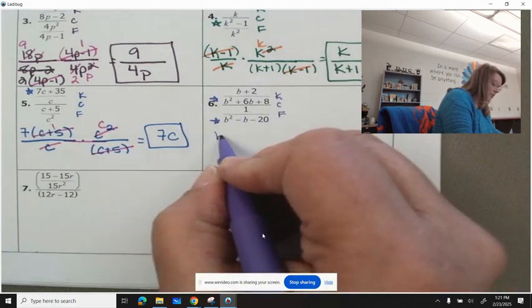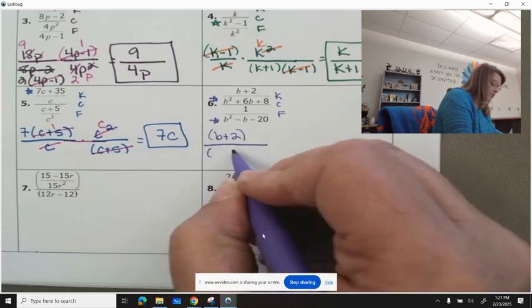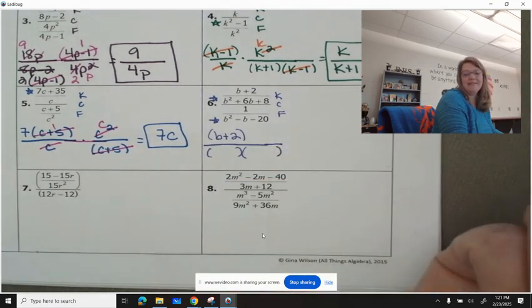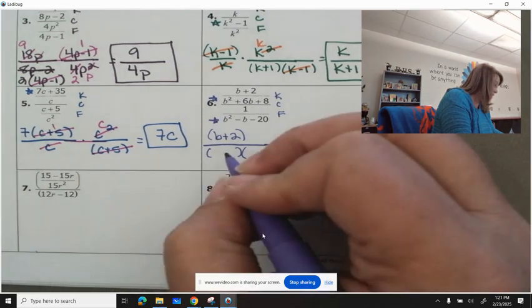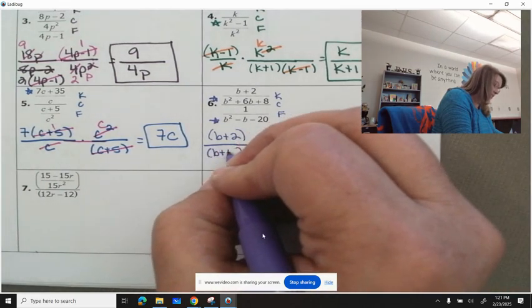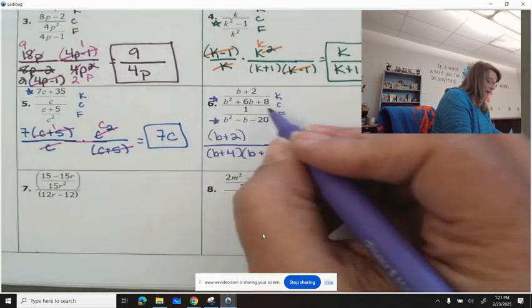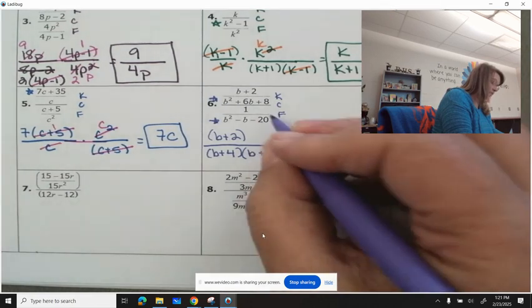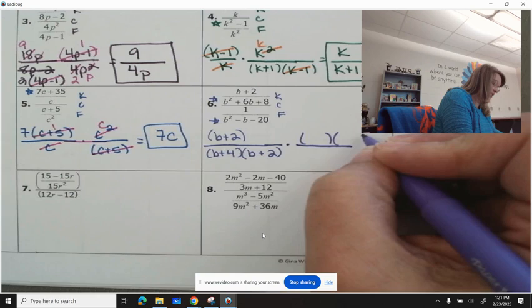So b plus 2. And then I need two numbers that are going to multiply to 8 and add to 6. That's pretty easy, right? That's just 4 and 2. So b plus 4 and b plus 2. And then I'm going to change my sign from division to multiplication. And so when I flip this guy over, then I need to factor again.